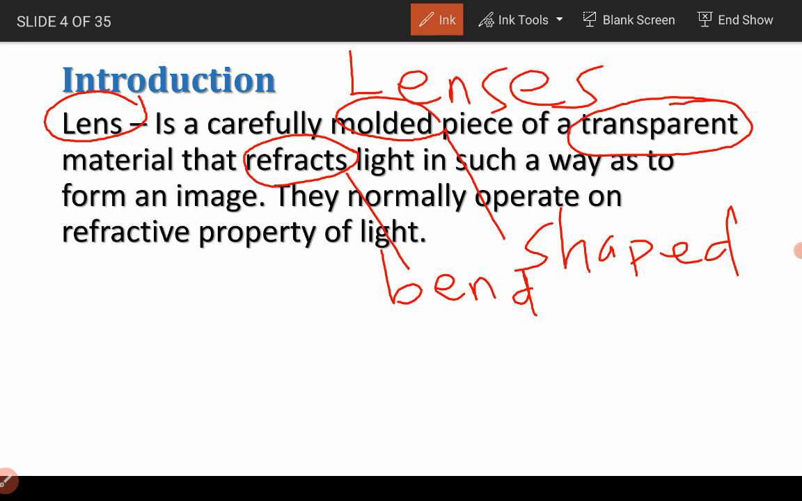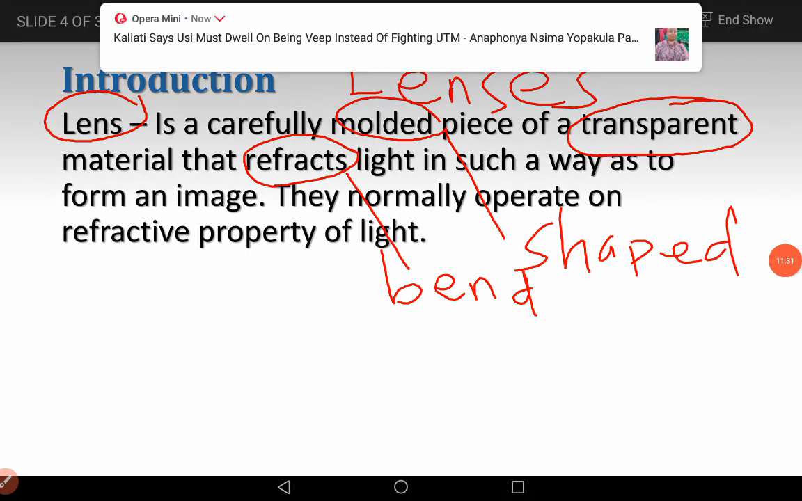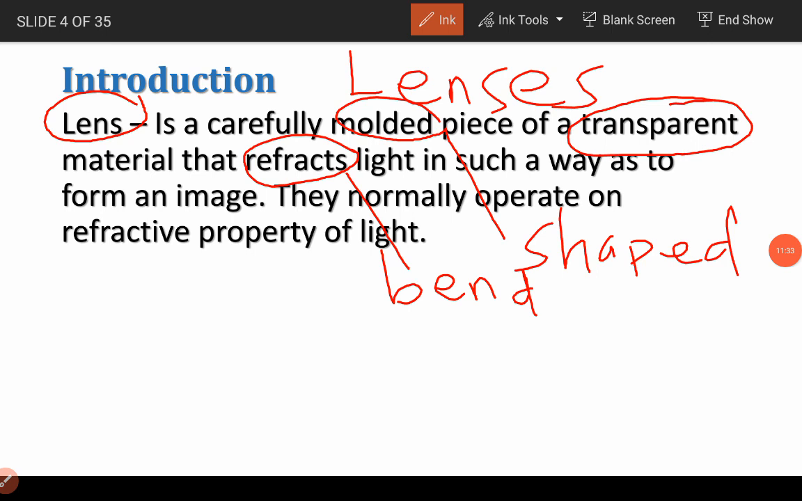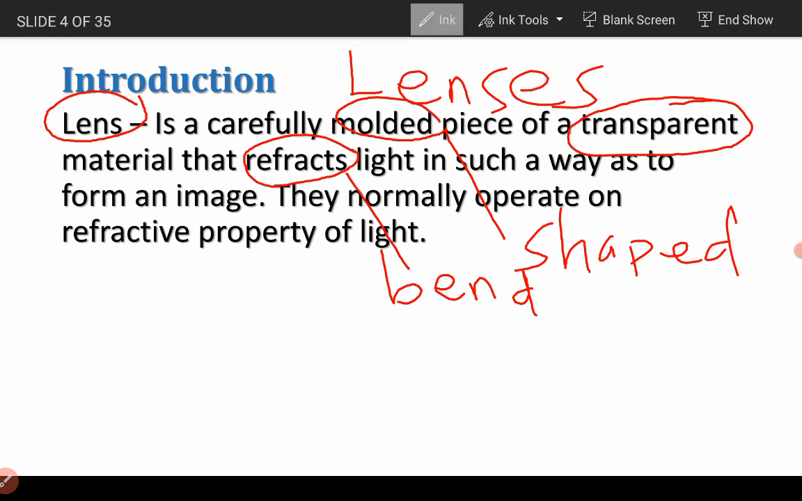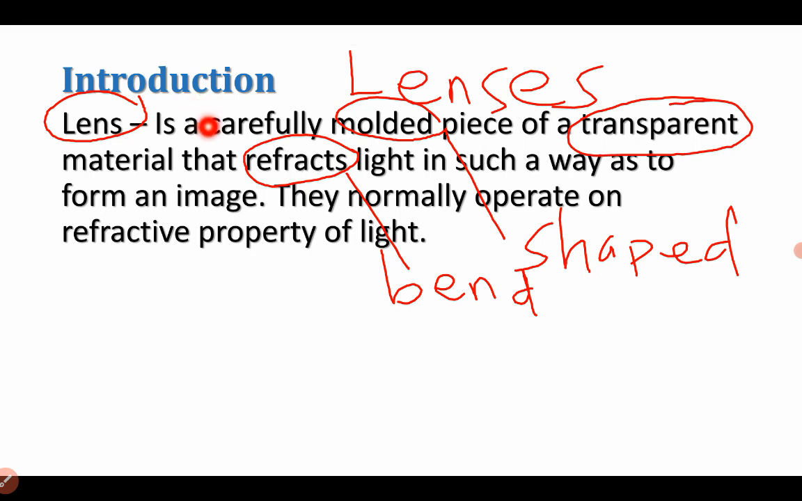Once again, what is a lens? For the sake of this topic, and for the sake of your understanding of similar material elsewhere, we are going to use the term lens to refer to a carefully shaped piece of transparent material which refracts. To refract means to bend, so it is capable of bending light.